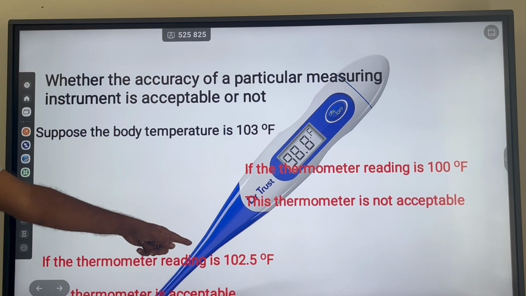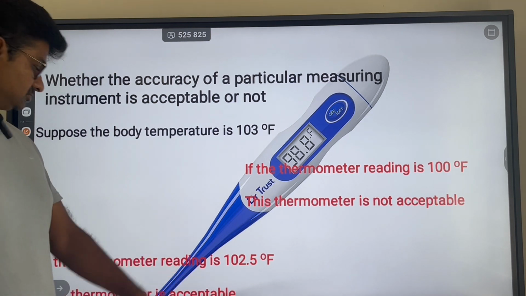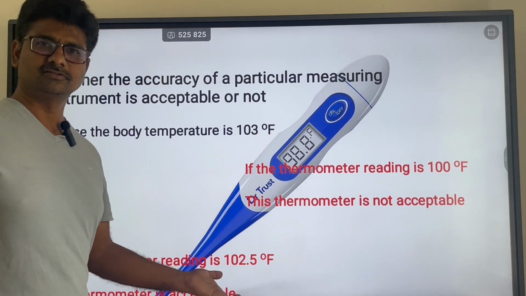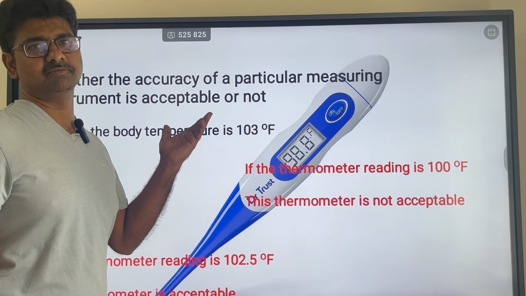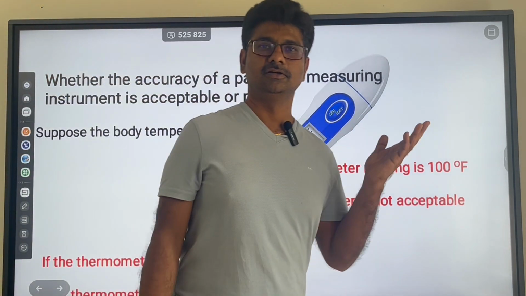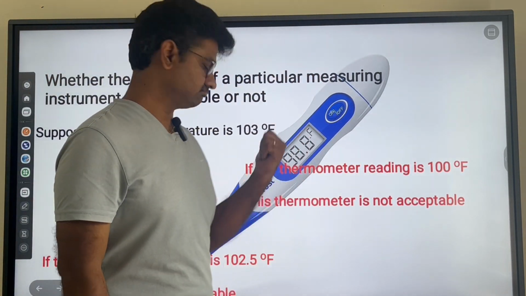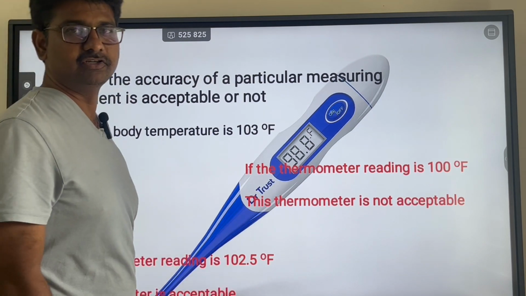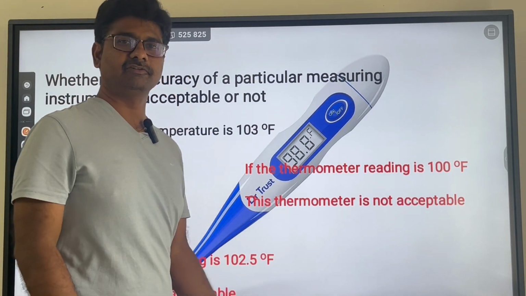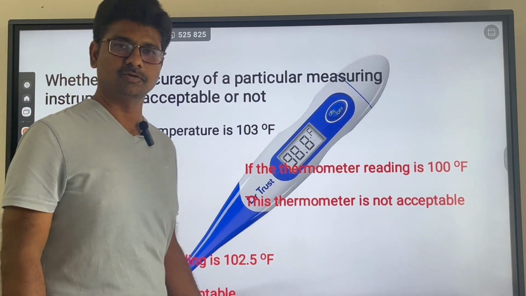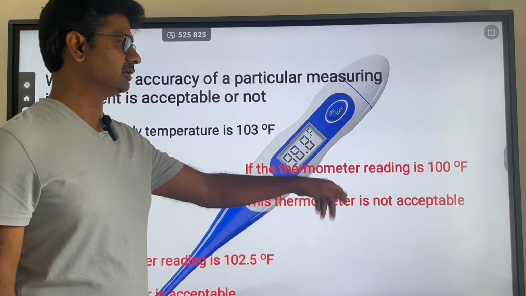If the thermometer reading is 102.5, it's okay. You are having a temperature of 103 degrees Fahrenheit and your thermometer is showing 102.5 degrees Fahrenheit. It's fine, absolutely fine. You can use this thermometer, not a problem. But the other thermometer we cannot use.